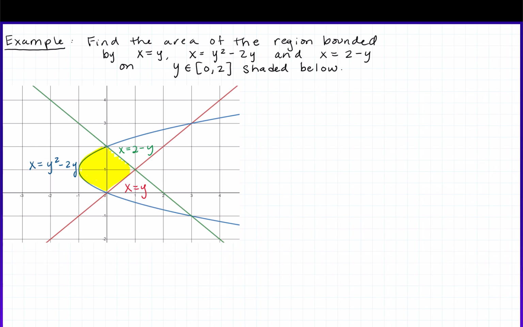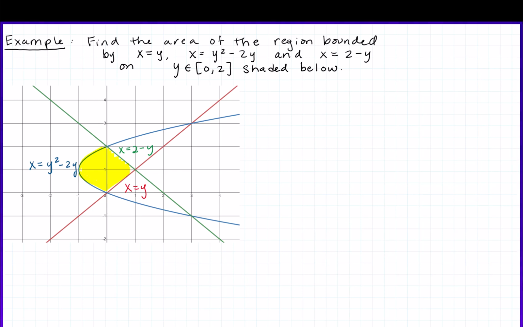There are actually three different regions bounded by these three curves, but specifically, let's take a look at the region bounded where y is between 0 and 2 and highlighted below. So we can see that little region right in there.